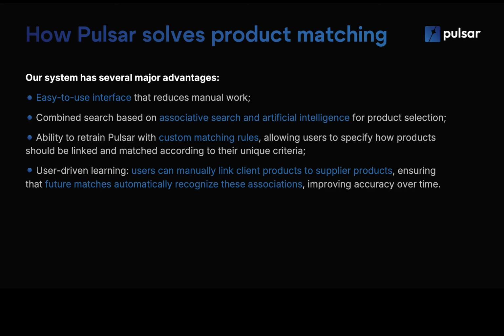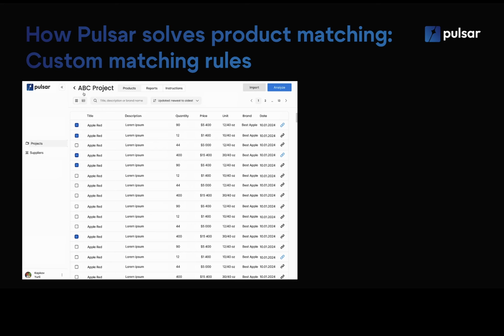Our system has several major advantages. Easy-to-use interface that reduces manual work. Combined search based on associative search and artificial intelligence for product selection. Ability to retrain Pulsar with custom matching rules, allowing users to specify how products should be linked and matched according to their unique criteria. User-driven learning. Users can manually link client products to supplier products, ensuring that future matches automatically recognize these associations, improving accuracy over time.